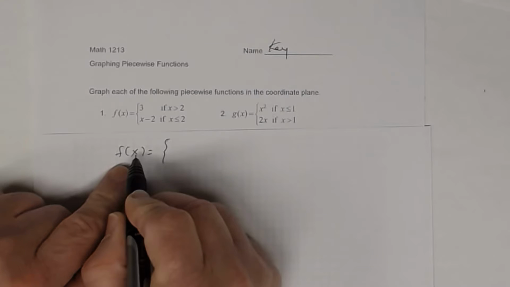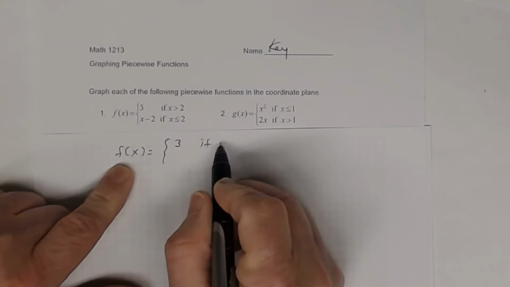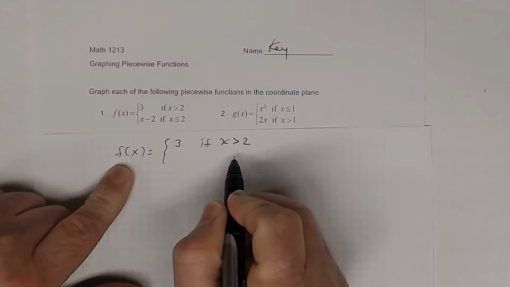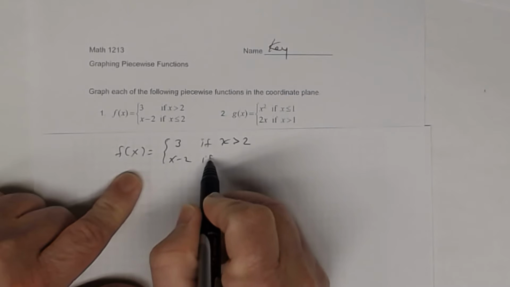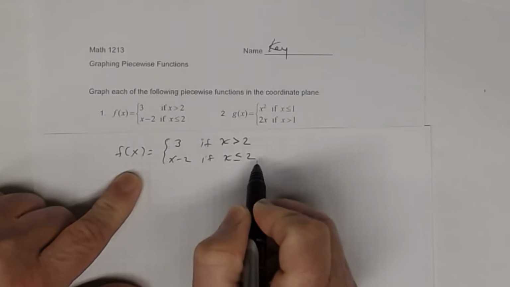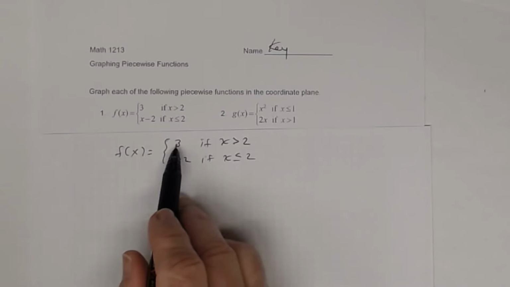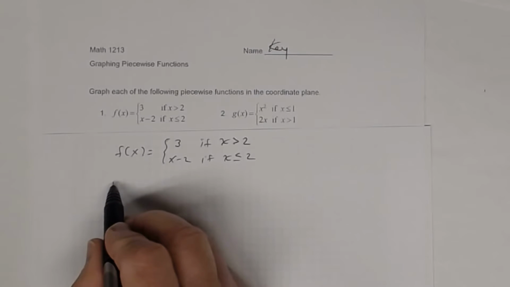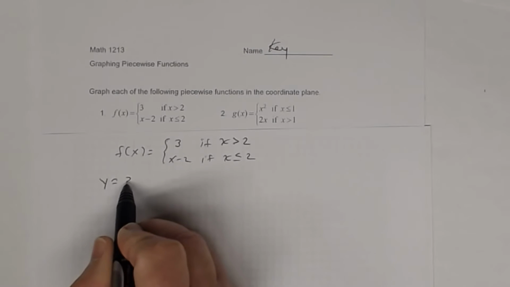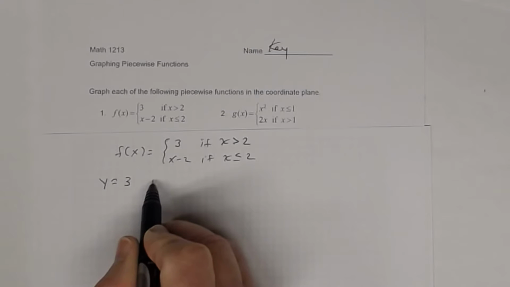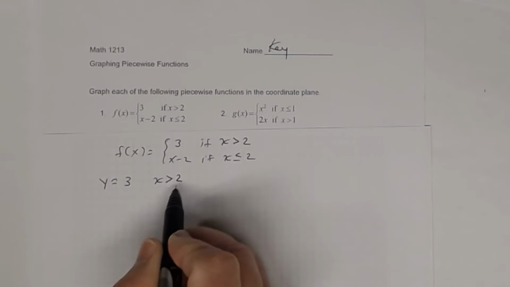So this function f of x is equal to 3 if your domain is greater than 2, and then f of x equals x minus 2 if the domain is less than or equal to 2. So when graphing a piecewise function, you need to look at each part individually. So let's look at that first part. I'm going to refer to this as y equals 3, and my domain is, I'm going to use this part when x is greater than 2.